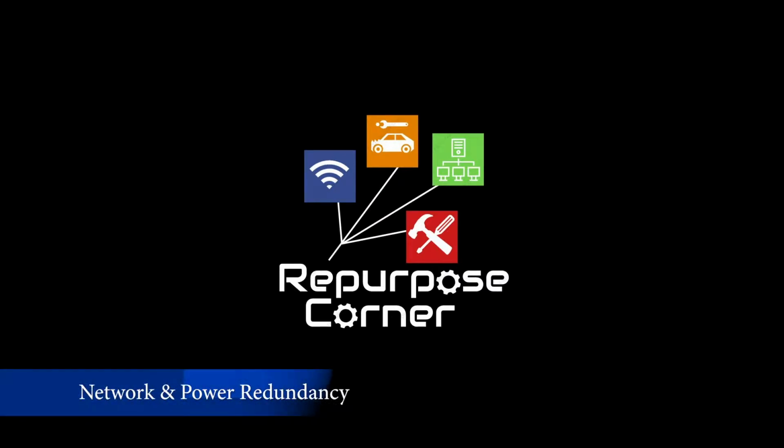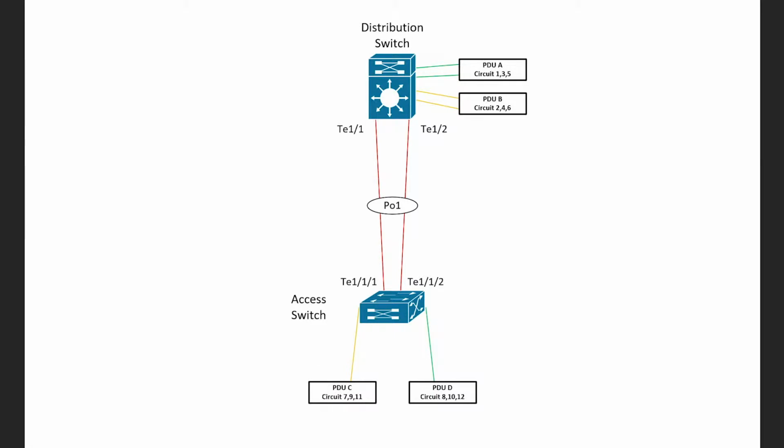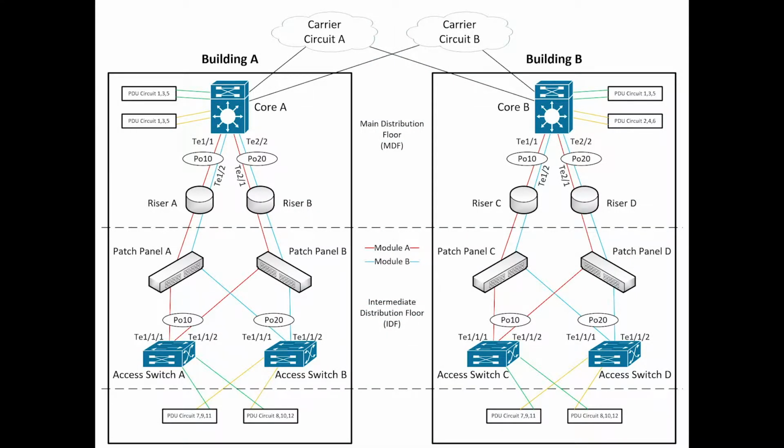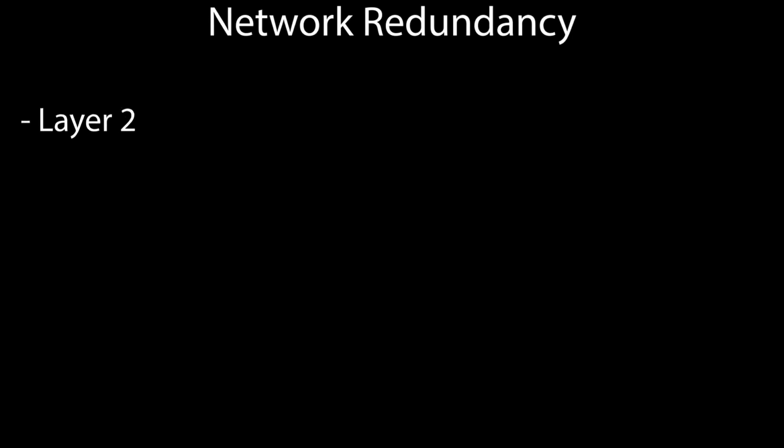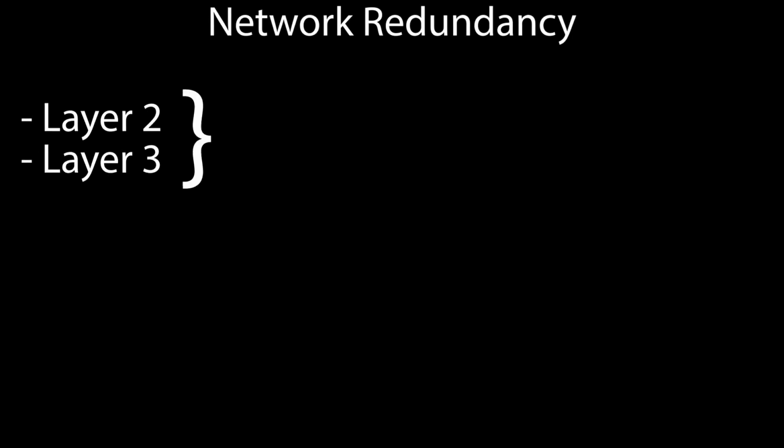Hey guys, today we're going to talk about network redundancy and power redundancy. Redundancy is an important aspect for any network size, small or big. Not only does it provide more bandwidth, it is also helpful when working on upgrades or migrations to have almost no downtime. When it comes to network redundancy, you have your layer 2 and layer 3 redundancy from your devices.